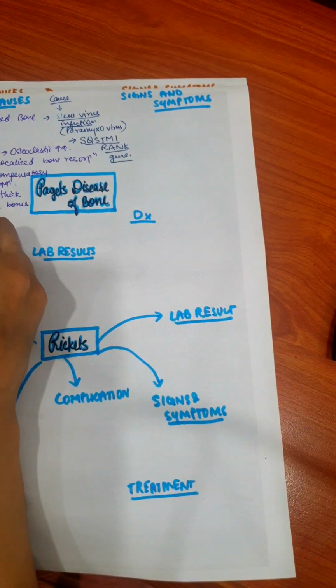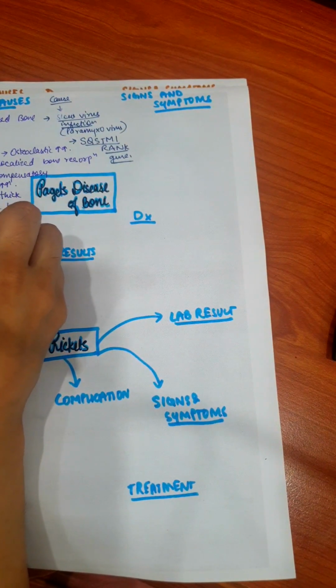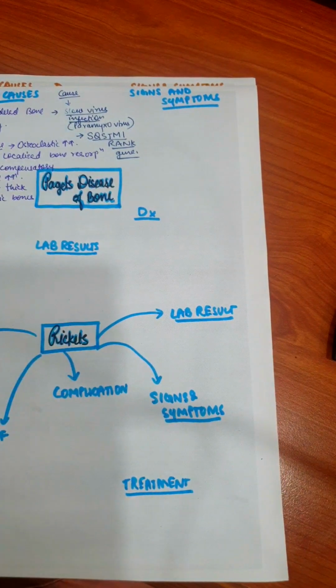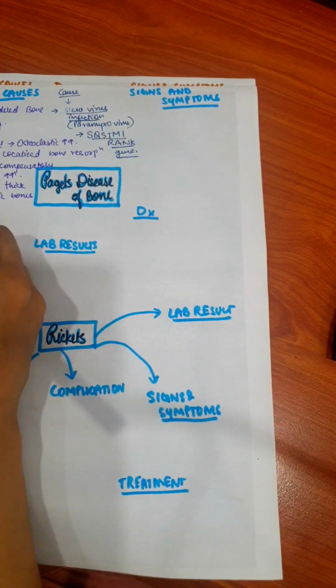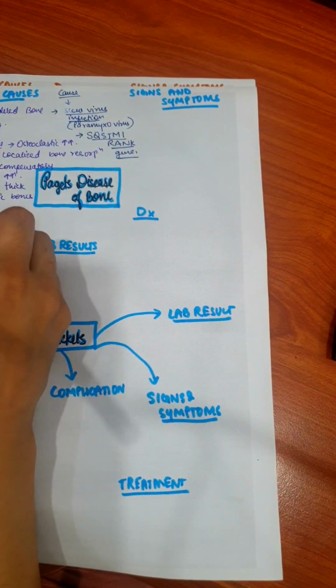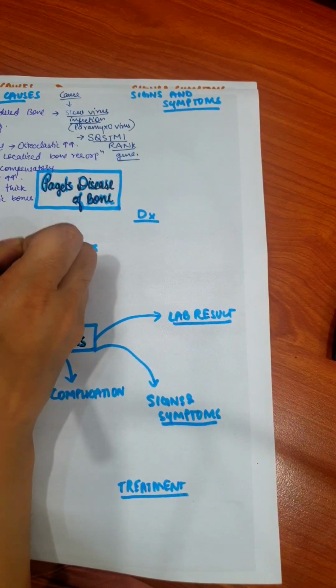Then another complication of Paget's disease is heart failure. Why does heart failure occur in Paget's disease? Because in advanced Paget's disease there is formation of AV shunts, and there is increased hypervascularity in the bone. So due to hypervascularity of the bones, there is a risk of heart failure in Paget's disease.